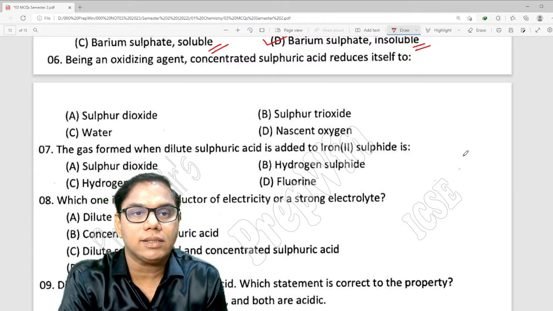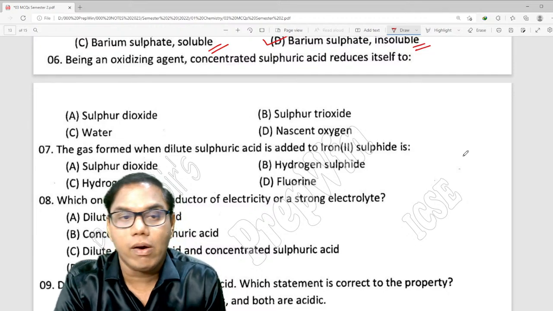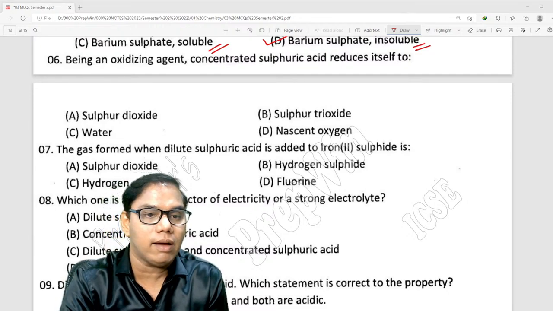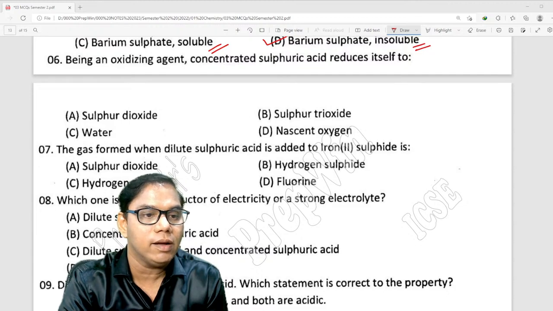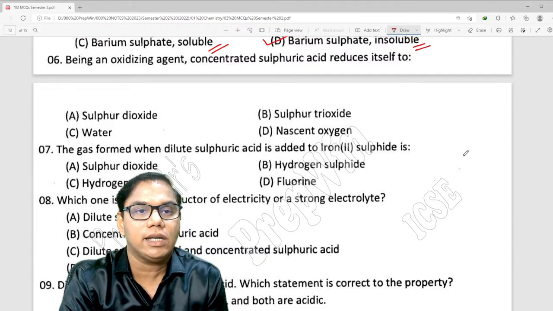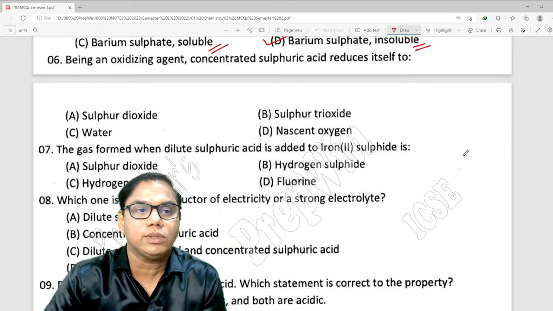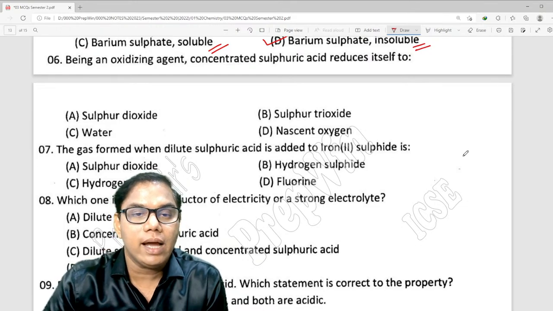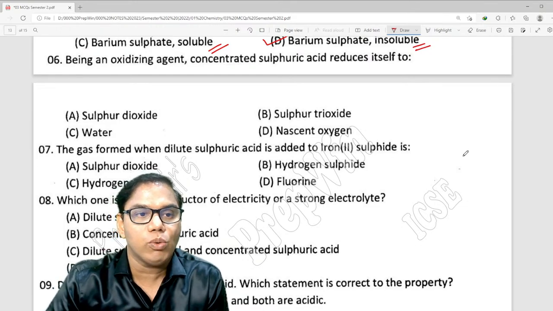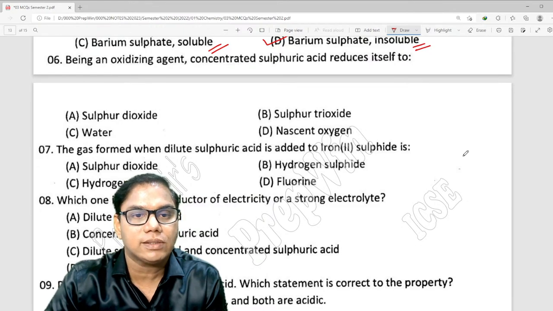Sixth one. Being an oxidizing agent. Concentrated sulfuric acid is an oxidizing agent. Concentrated sulfuric acid reduces itself to what? Will it reduce to sulfur dioxide, sulfur trioxide, water, or nascent oxygen?